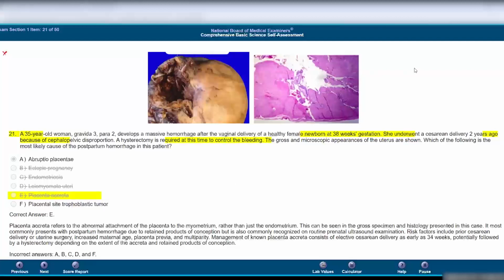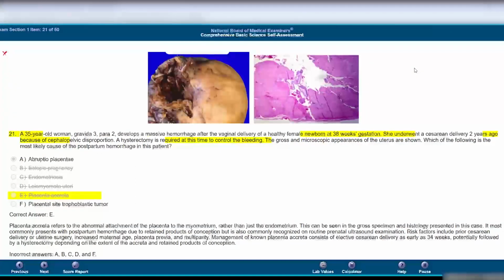This one made me upset. I thought I had this one down. I was very confident. It said, which of the following is the most likely cause of the postpartum hemorrhage in this patient? And seeing the picture, I thought, okay, something is just wrong here. Going off the question and the picture, I was already pretty set on abruptio placentae, thinking a placental rupture.